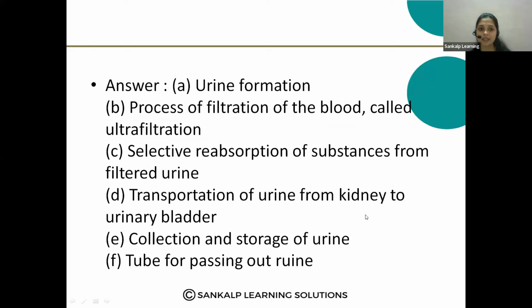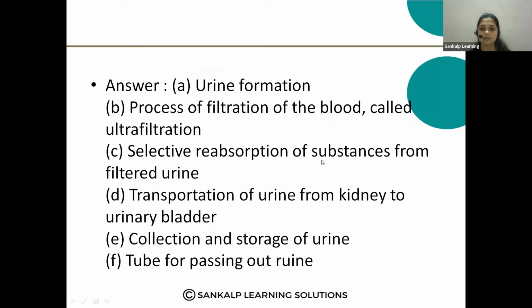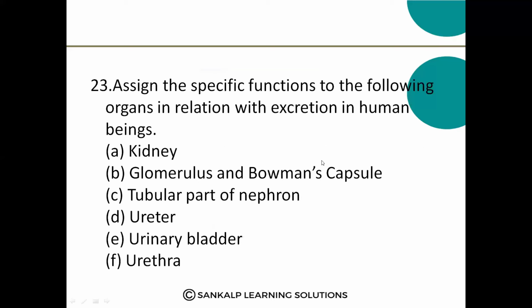First one is kidney. The kidney helps in urine formation, right? So urine is formed in the kidney. Then what is the answer for the second one? Filtration of blood. So that is glomerulus and the Bowman's capsule. So where are they present?